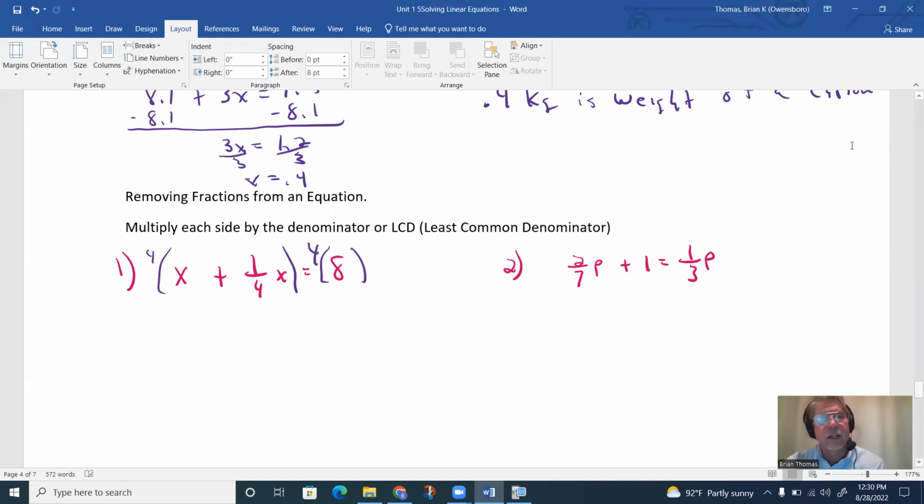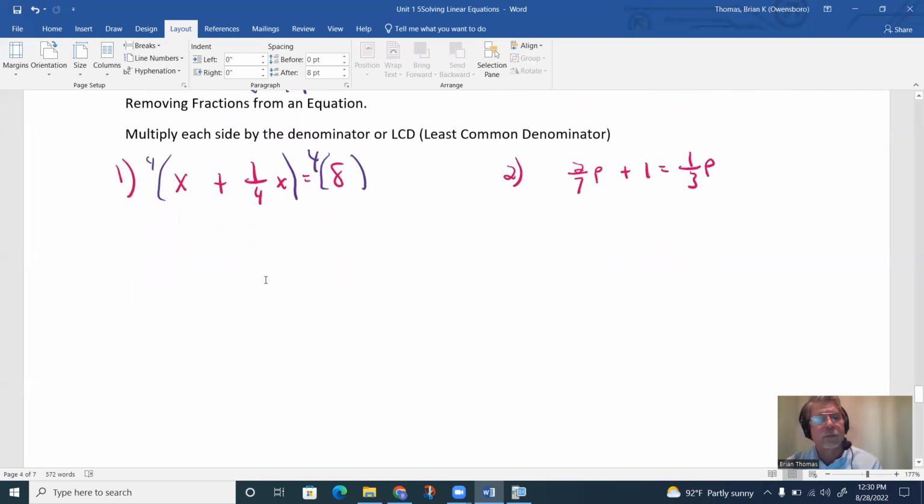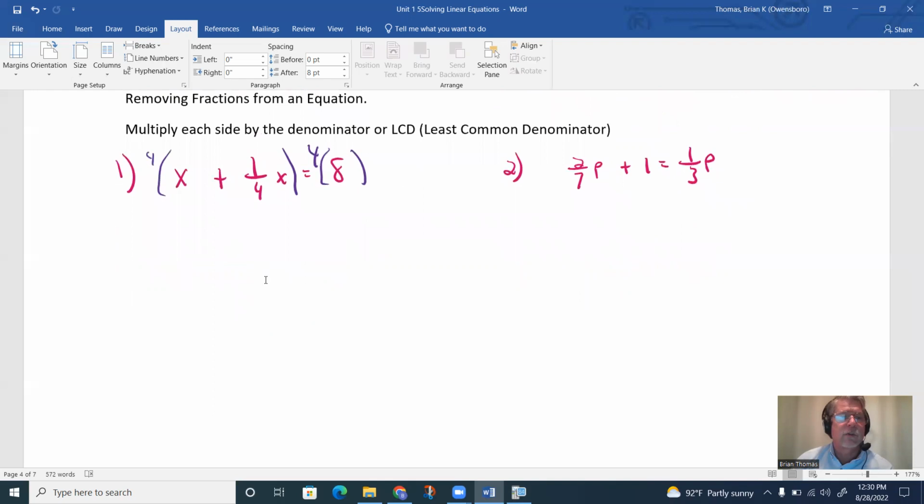So if I multiply each side by the least common denominator, well, since there's only one denominator, it's 4. When I do this, I got to bring the 4 through each piece. So 4 times x becomes 4x. 4 times 1/4, the 4s are going to divide out and turn into a 1. And then 1 times 1x is still just 1x. On the right-hand side, 4 times 8 is going to be 32. So by using the property of equality, my equation looks totally different, but it's still a true statement.